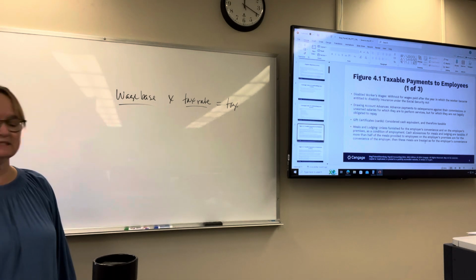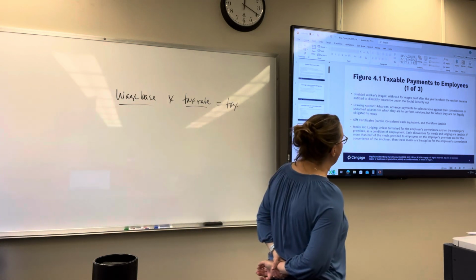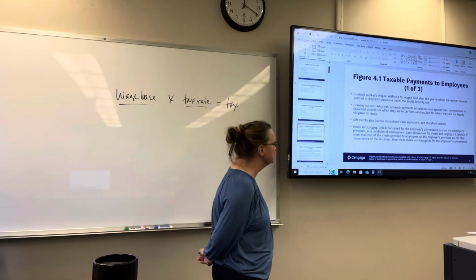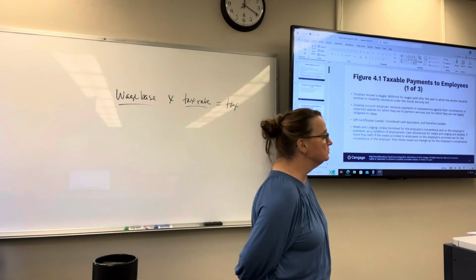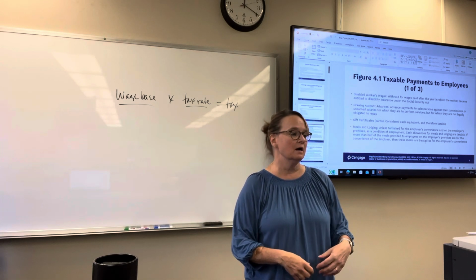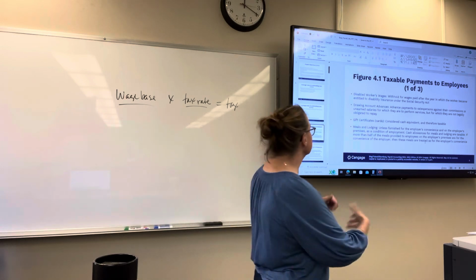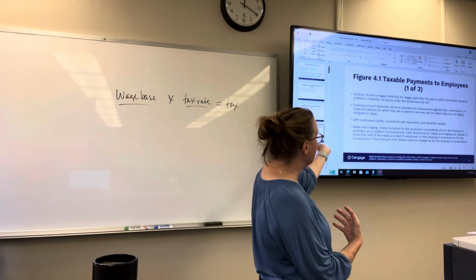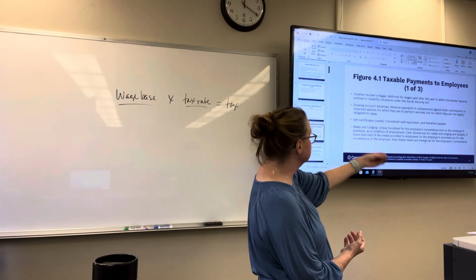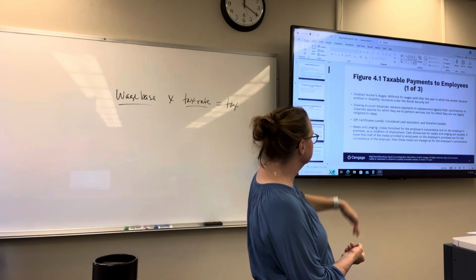So disabled workers' wages, any wages that are paid after the year in which the worker became entitled to disability insurance. So here we're talking about them receiving disability payments, not short-term but long-term disability payments. So the year after they become entitled to that, if they are still receiving disability benefits, those would be subject to federal income tax withholding.